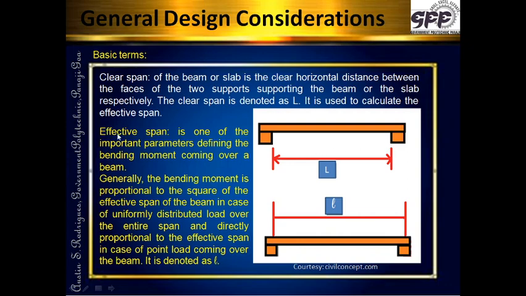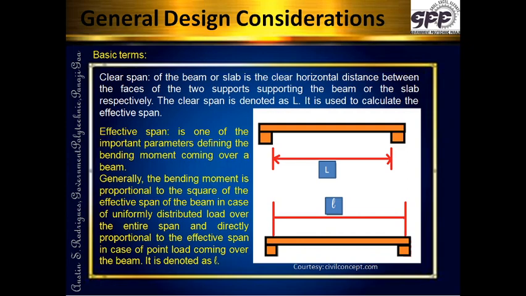Very important term is effective span. Now effective span is one of the most important parameters defining the bending moment over a beam. Now look at this. Whenever we find the bending moment, generally the bending moment is found to be proportional to the square of the effective span of the beam.